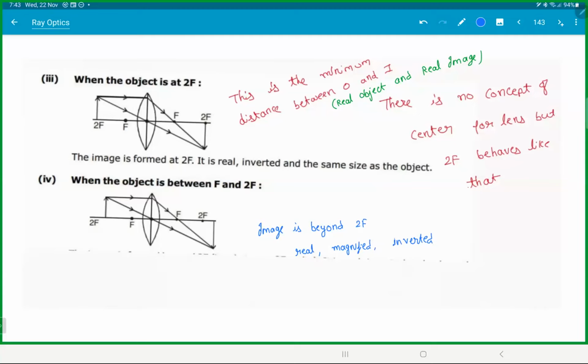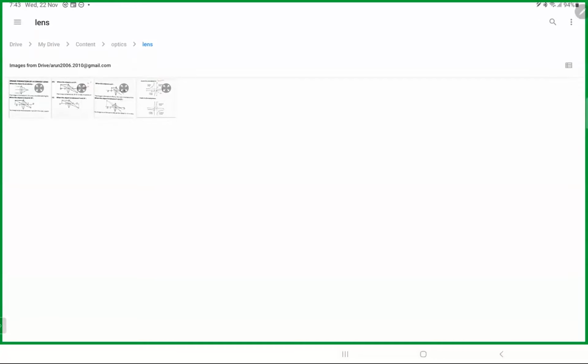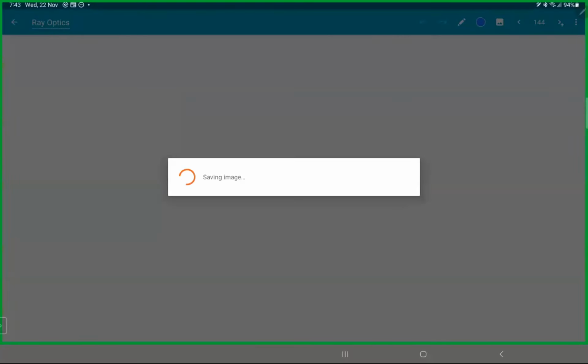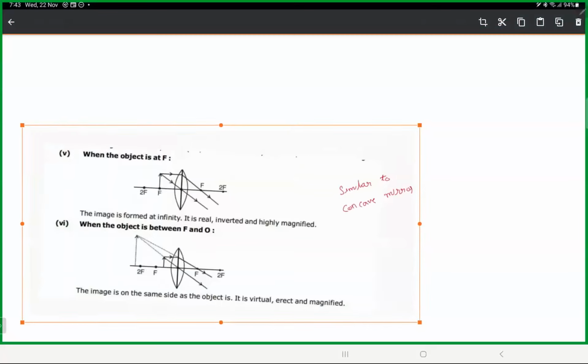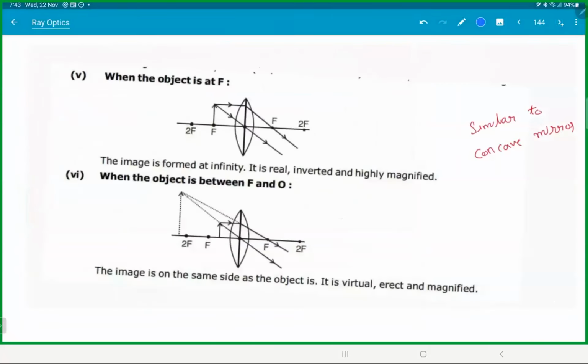Turn the page. So if you're exactly at the focus, the image will go to infinity. If the object is between focus and pole, you'll get a virtual image. This is quite similar to the concave mirror results, if you see. It looks quite similar. Have a look at this.